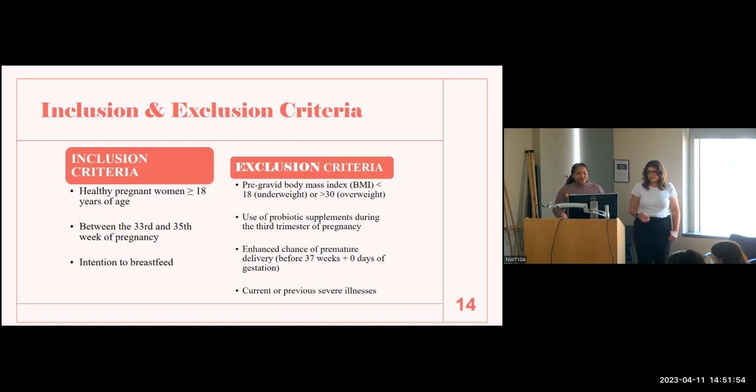Some inclusion criteria included healthy pregnant women of at least 18 years between the 33rd and 35th week of pregnancy with the intention to breastfeed. Exclusion criteria included having to be within a certain BMI range, use of probiotic supplements during the 3rd trimester, enhanced chances of premature delivery, or current or previous severe illnesses. If they had any of these, they were excluded from the study.